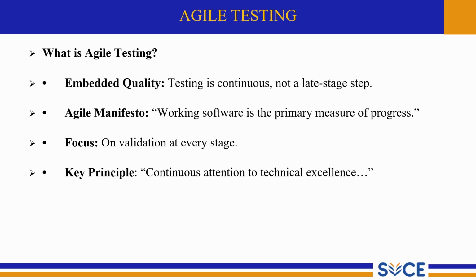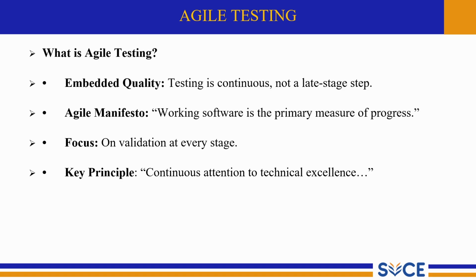Embedded quality. In Agile, quality is built into the process. Testing is not a separate phase, it is an ongoing activity. Testers work along with the developers in every sprint, ensuring that each feature is tested as soon as it is developed. This prevents late stage defects and reduces the rework.